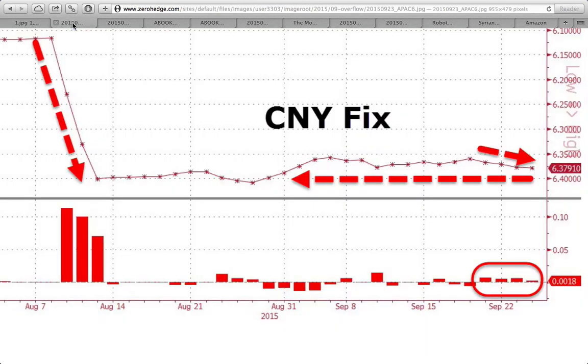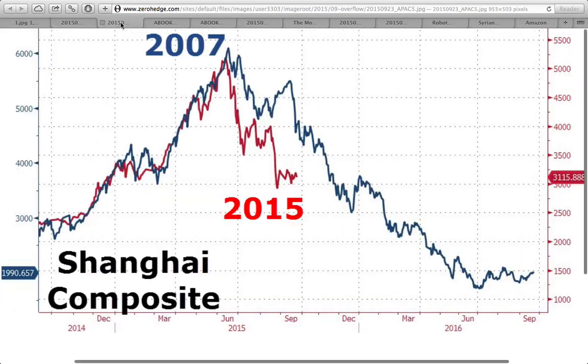Let's begin with this, as China has devalued its currency for a fourth day in a row, perhaps a growing trend, but we do see it fluctuating, and we'll need to keep an eye on that specifically. Let's look at this next one. We see the Shanghai Composite tracking very closely what happened in 2007, except this time it's doing so at an even faster rate. When it got to that peak, the decline began at a faster rate.